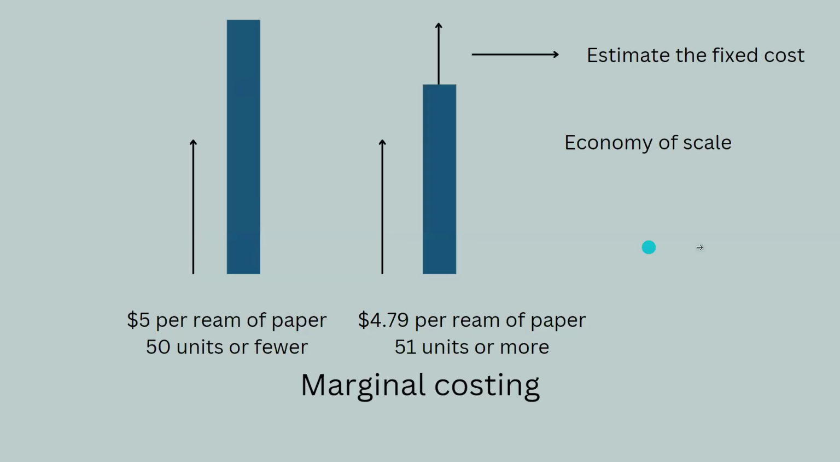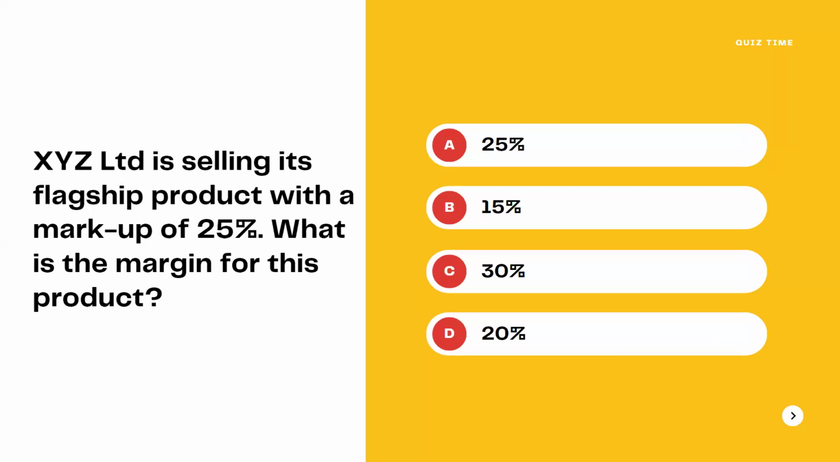Okay, so for this one, I would like to have a few questions for you. First question, what would be the margin if we already know the markup? My product has 25% markup, and what would be the margin? Okay, please calculate and tell me.